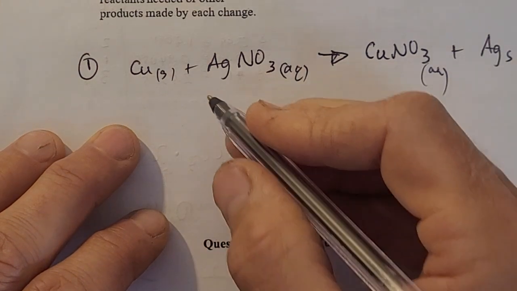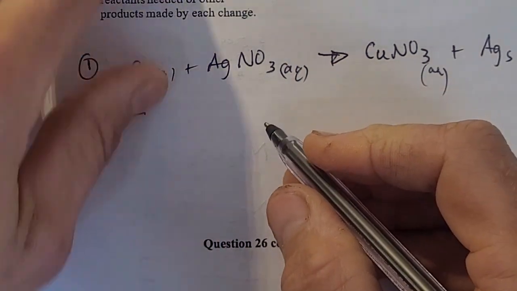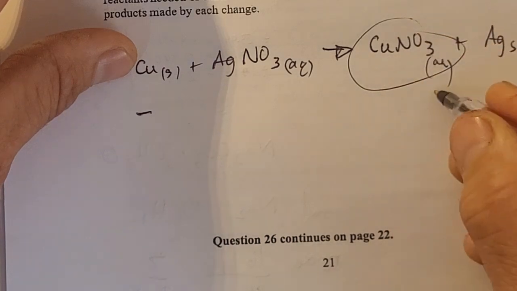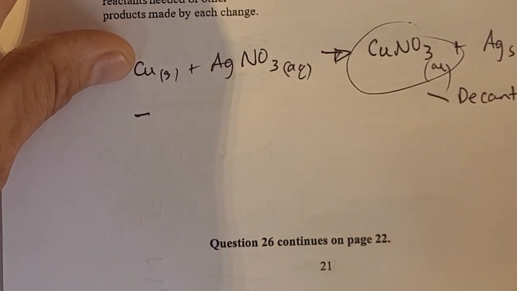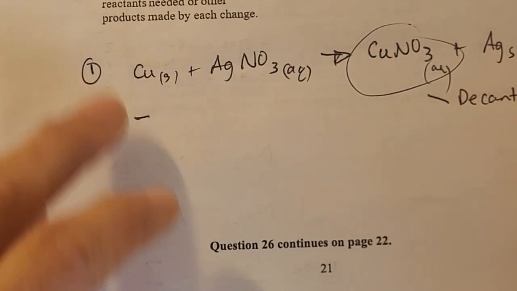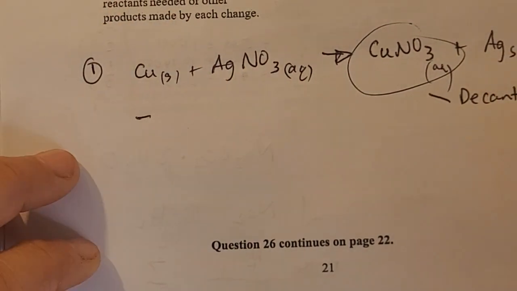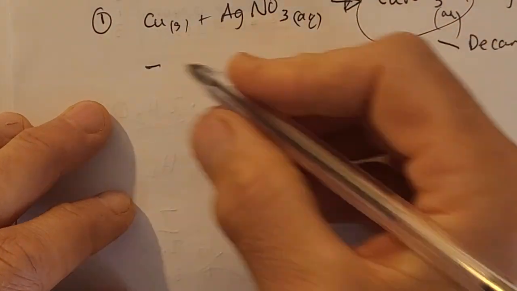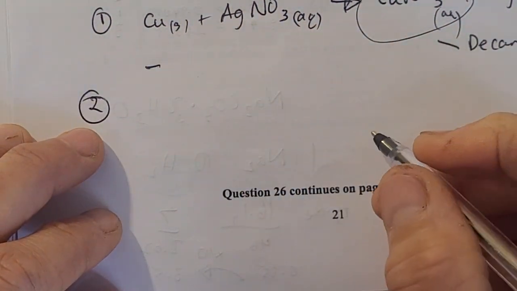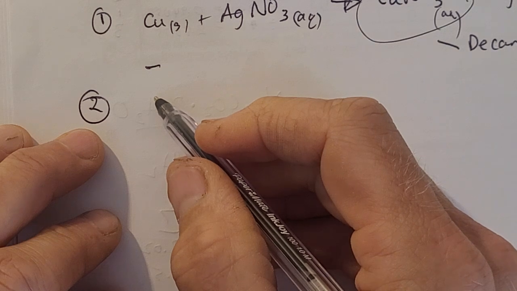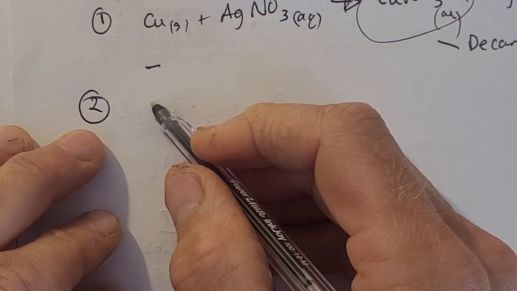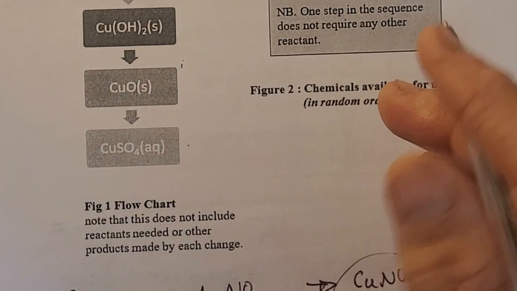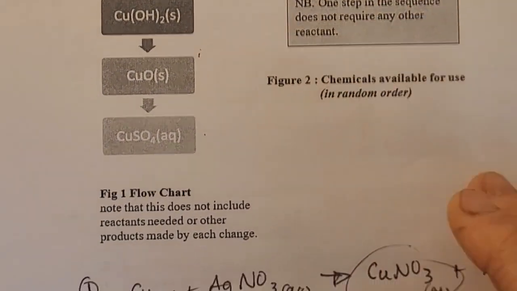How do you get the next step? We'd have to decant or filter the solution. Okay, so we don't want the silver. I'll let it sediment, write that down. And how do you get that next part? Step 2, we've got the copper nitrate now, and we are going to add sodium hydroxide.